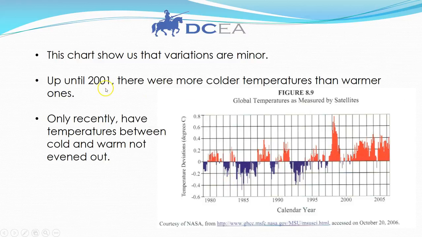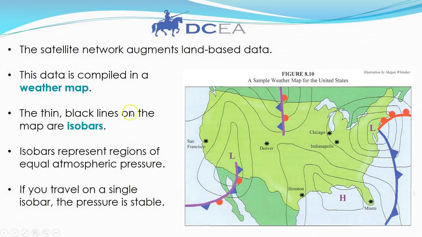Up until 2001, there were more colder temperatures than warmer ones. So the red shows the warmer temperatures, and up until 2001, the blue or purple showed cooler temperatures, and they essentially balanced each other out. It's only been recently that temperatures between cold and warm have not evened out. The satellite network augments land-based data.